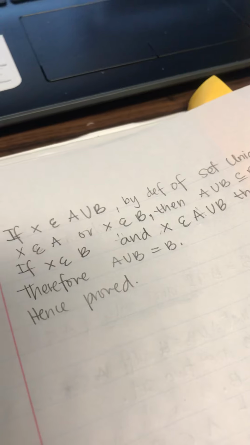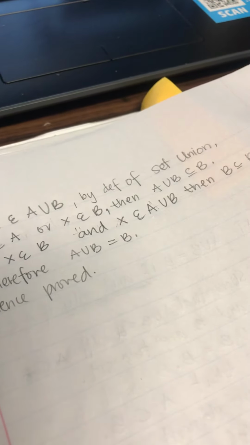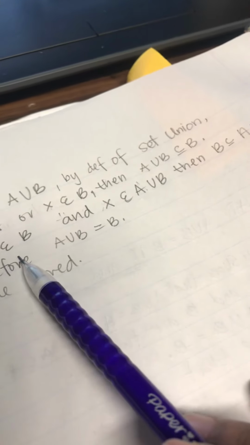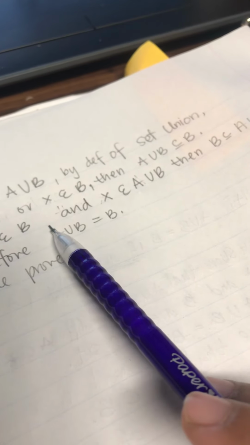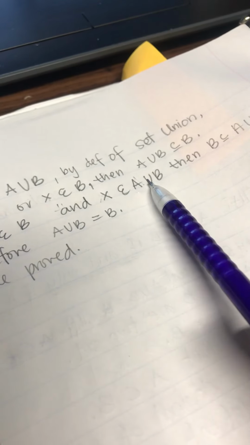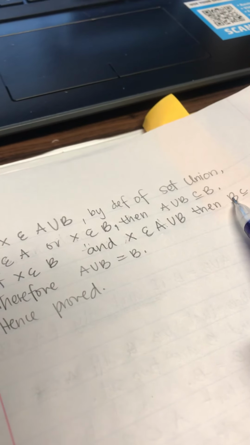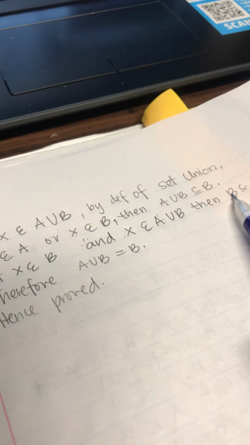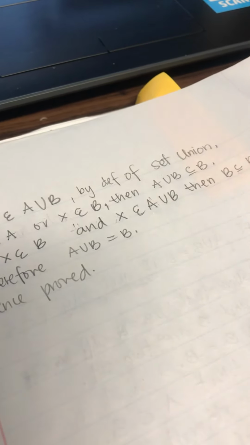Then to finish this direction of the proof, we just need to show that B is a subset of A union B. So if we take some element X from the set B, then simply by the definition of set union, X must also be an element of A union B, because A union B contains all the elements that are in A as well as the elements that are in B. Therefore, B is a subset of A union B.